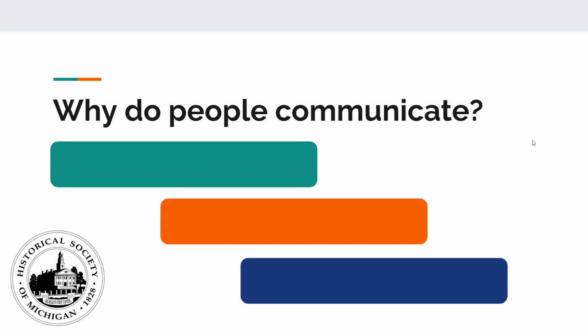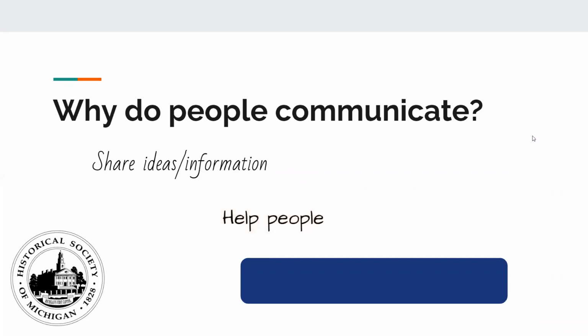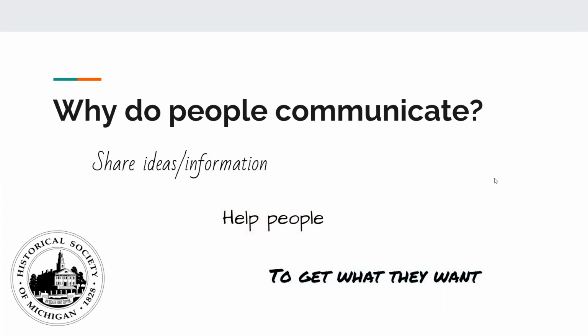So some examples of why people communicate, and what can help you start thinking about a topic and connecting it to the theme, is to share ideas and information. That's a pretty basic way of why people communicate. Also to help people, right? To teach them to use those ideas and information to make their life better. And probably the most basic one is to get what they want. That's a real basic thing of communication.